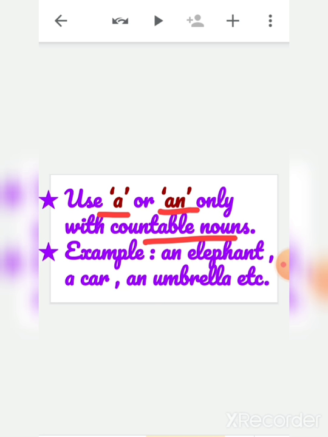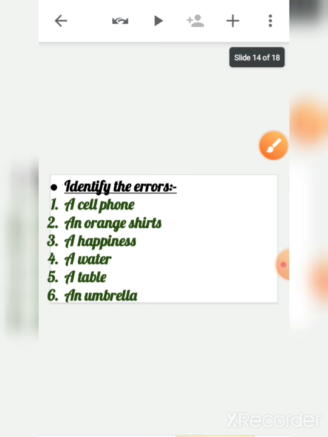Countable nouns are nouns which can be counted using numbers. Right? Simple. So we use a or an only with countable nouns, which you can count using numbers. Example, an elephant. You can count an elephant. You can count a car. You can count an umbrella. Right? So with countable nouns we use a or an.